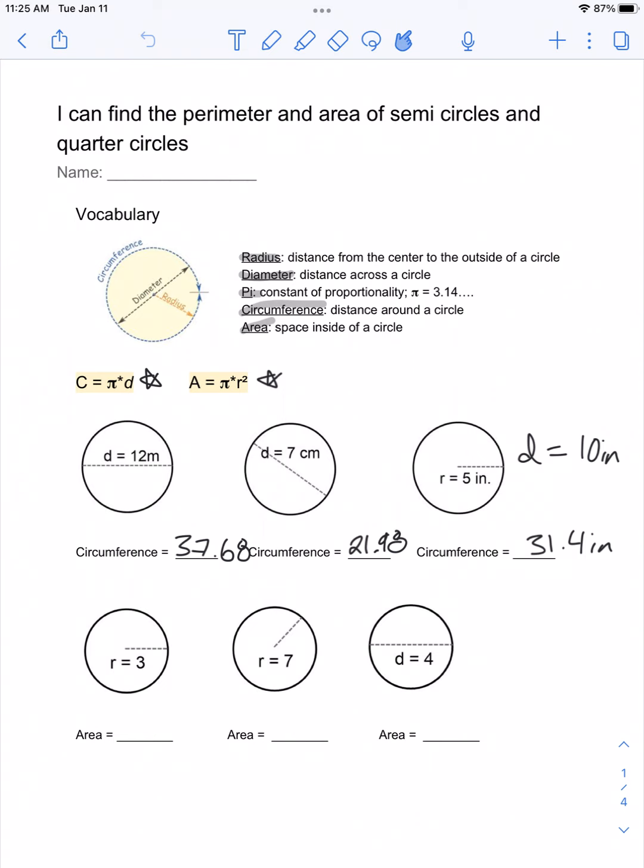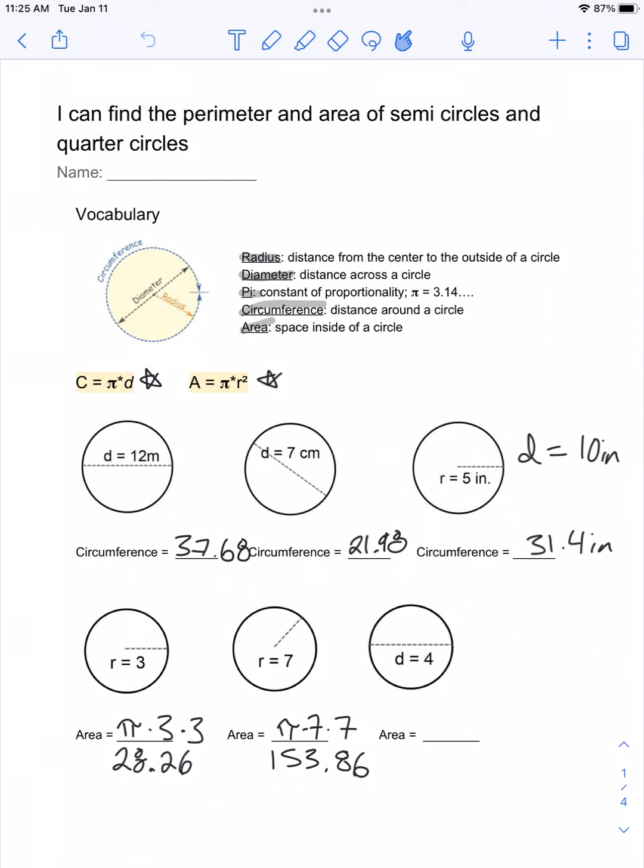All right, so then the next part, area is pi times the radius squared, which means times itself. So for this first circle, we're going to have pi times 3 times 3. So if we type that into our calculator, we should get 28.26. All right, the next one, we have pi times 7 times 7, or pi times 49. If we type that into our calculators, we should get 153.86.